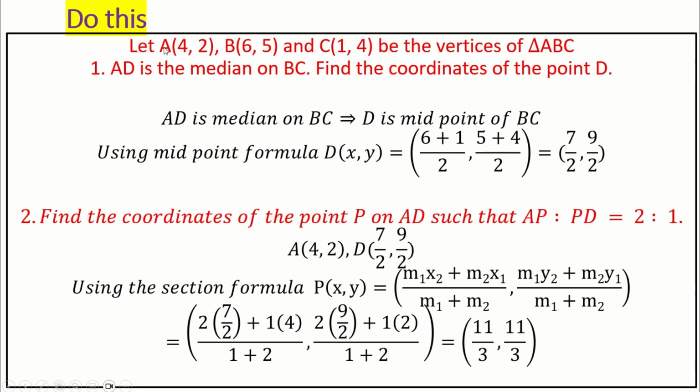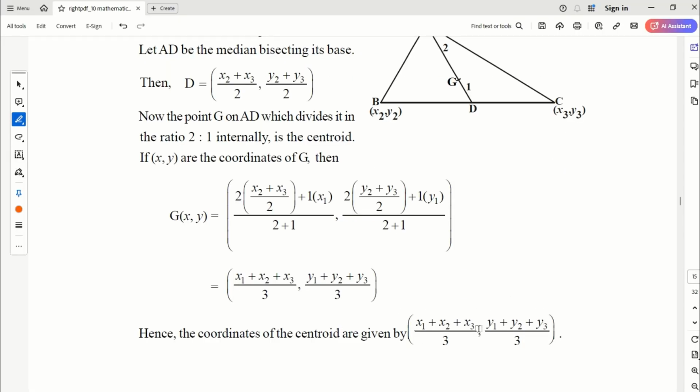Okay, so these are the 3 points. If median, these are the median centroid coordinates. So 4 plus 6, 10, 10 plus 1, 11, 11 by 3, correct? 2 plus 5, 7, 7 plus 4, 11, 11 by 3. Okay? So this is what we got here, right? So this is the formula for the centroid. Okay, remember it, it's very easy.